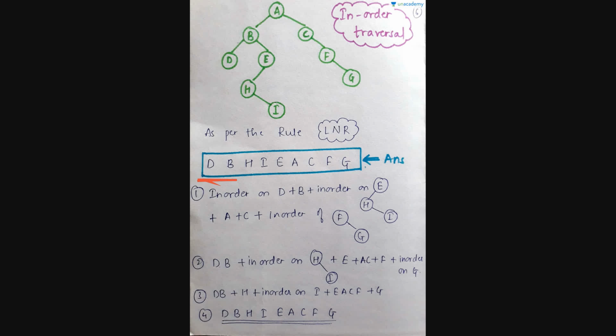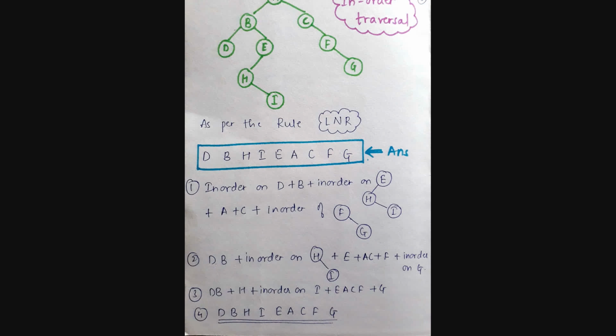Then it says N, the main node. After D, the main node is B, so I go for B. Later we have the right node, but the right node here again has subroots. So this will be considered as the main root, and we go for its left node, as the rule starts with L and R. The left is H, so we write H. Now H is the main root node, and H does not have any left node, so we go directly to I. I is taken as the right node, and after H, I comes here.